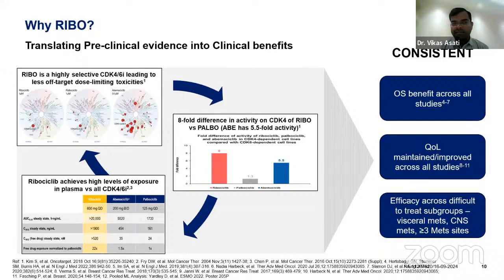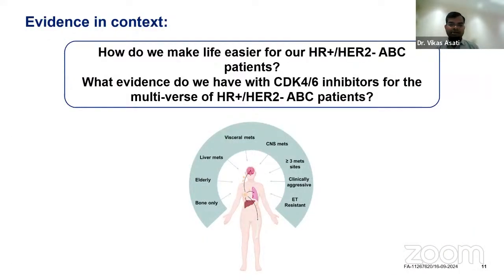Coming to the next one, why ribo? There is translation of preclinical evidence into clinical benefit. There is OS benefit across studies, better quality of life, and efficacy across difficult to treat subgroups like patients with visceral metastasis, patients with CNS metastasis, and patients with higher disease burden, something like having three or more visceral metastases.